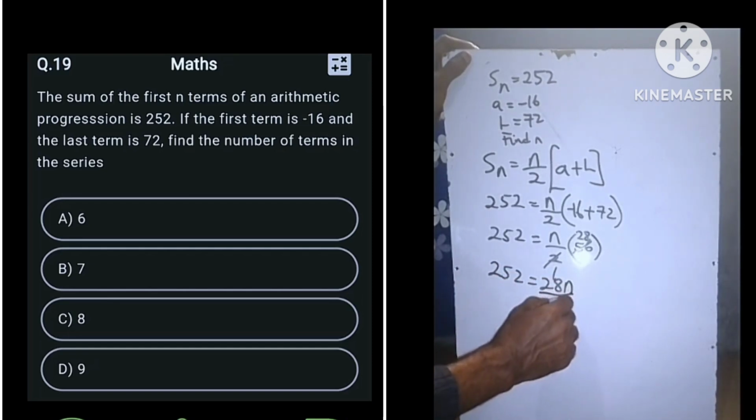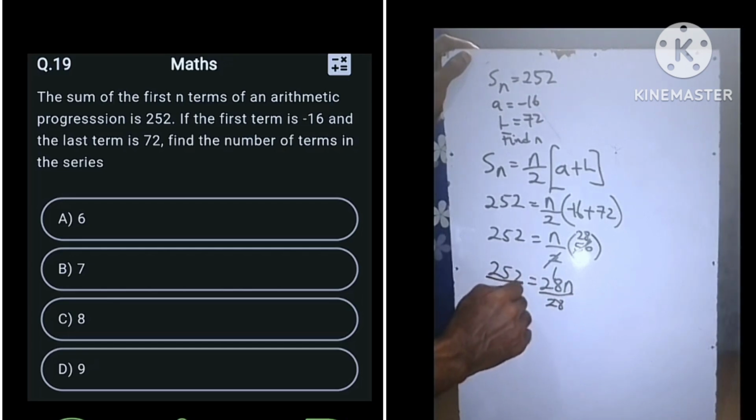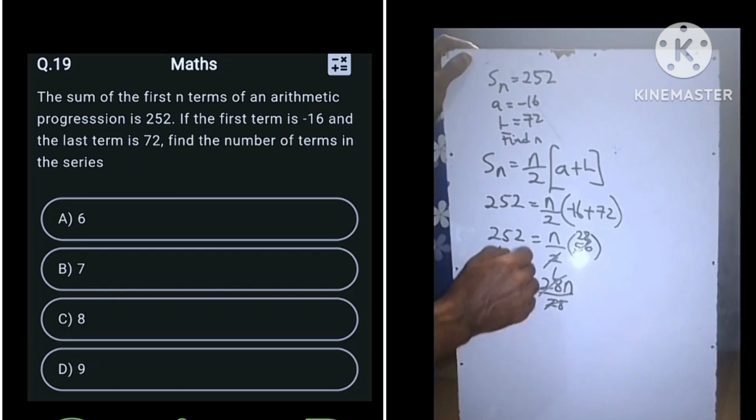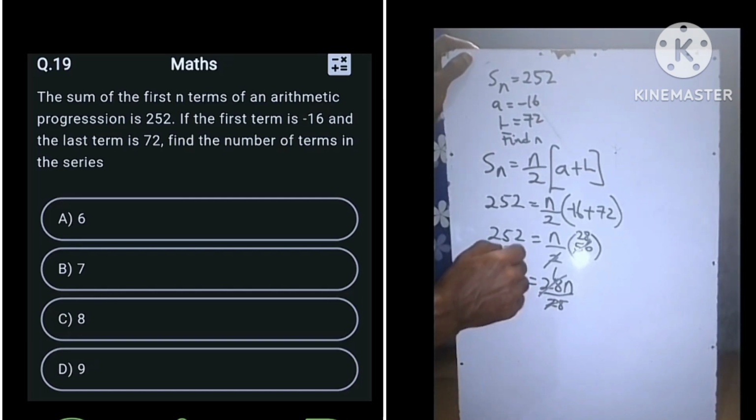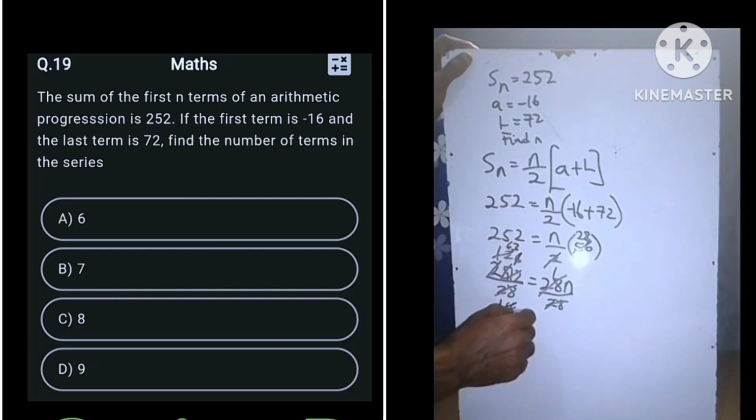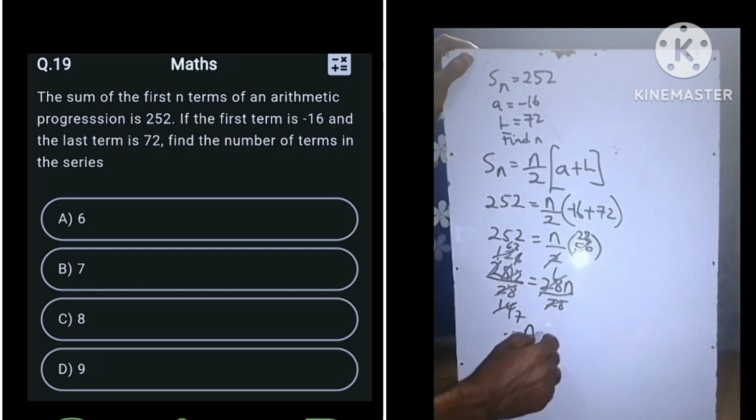28n. So let's divide it by 28. Divide here by 28. So let's get the number of times. 2 here is 1. 2 here will give us 2 another 1. That becomes 6. 2 here is 1, 14. So 2 here will give us 63. 2 here will give us 7. 7 is 63. So therefore our n is equals to 9.